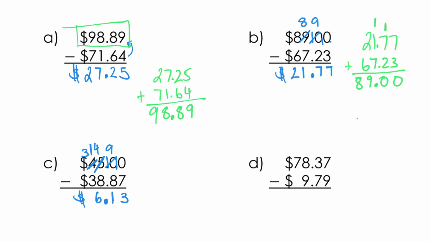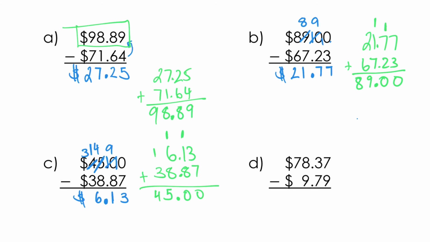So if we check this, 6.13 plus 38.87 should give us $45. 3 plus 7 is 10. Carry the 1. 1 plus 1 is 2. Plus 8 is 10. Carry the 1 again. 8 plus 6 is 14. Plus 1 is 15. Carry the 1. 3 plus 1 is 4. And it's the same answer. So there we go. This trick will always work.